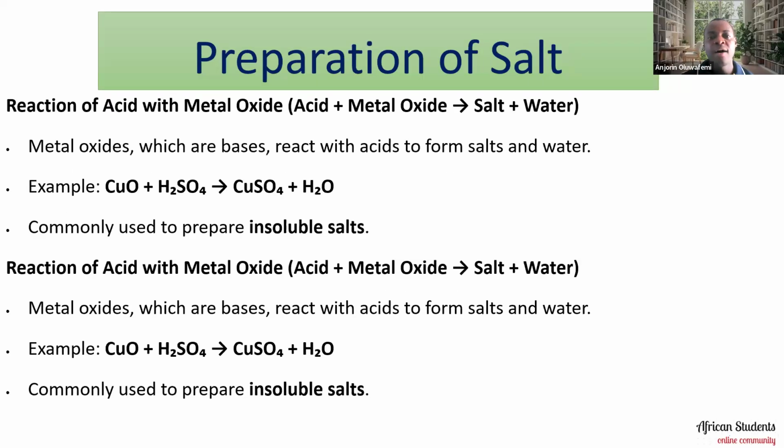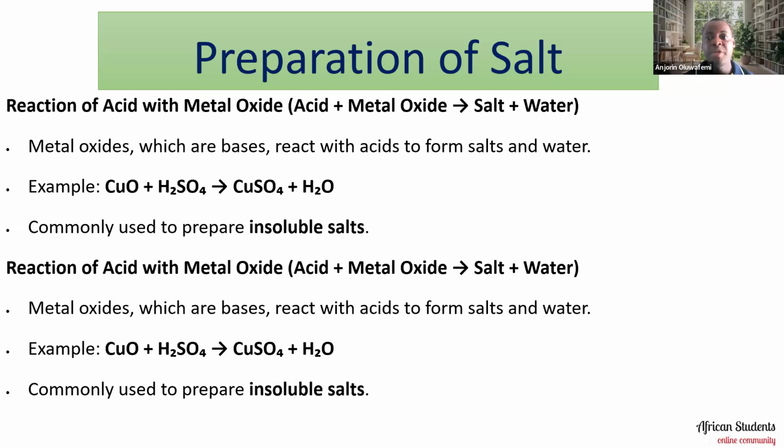We can also have reaction of acid with metal oxide. When we have acid reacting with metal oxide, which are bases, they will form salt and water. An example is CuO plus H2SO4 to give us copper sulfate plus H2O. So when copper(II) oxide reacts with H2SO4, it gives us copper sulfate and H2O, which is another method of preparing salt. Now, this particular preparation method is commonly used to prepare insoluble salt. So we must take note of that.